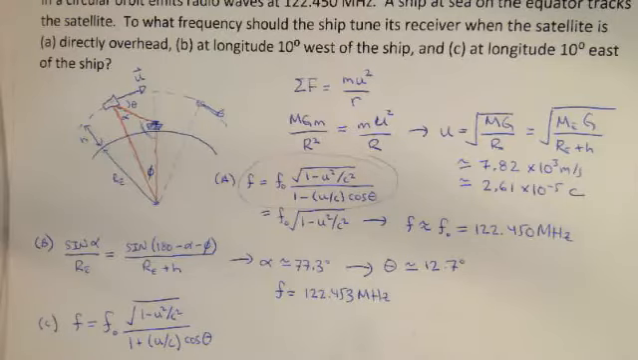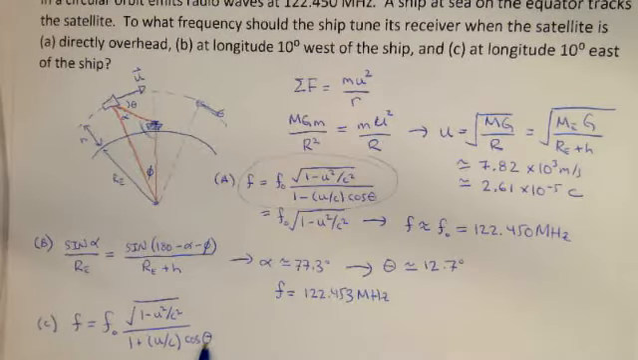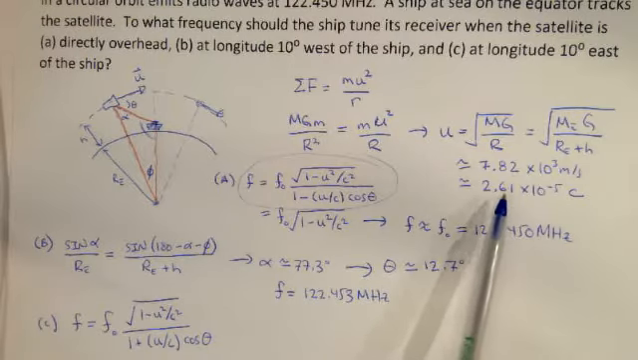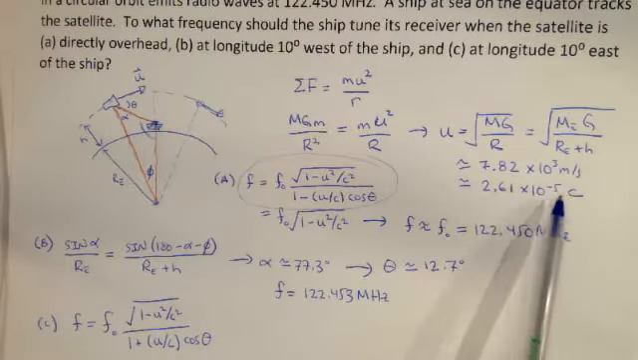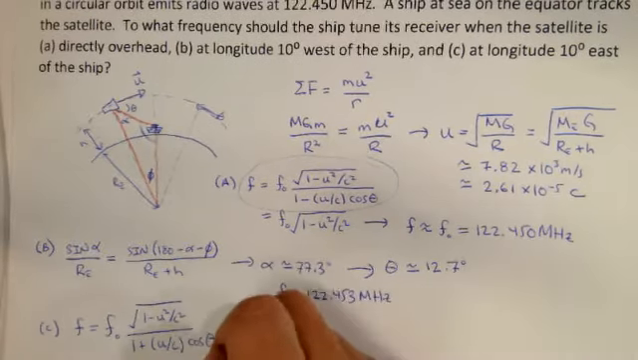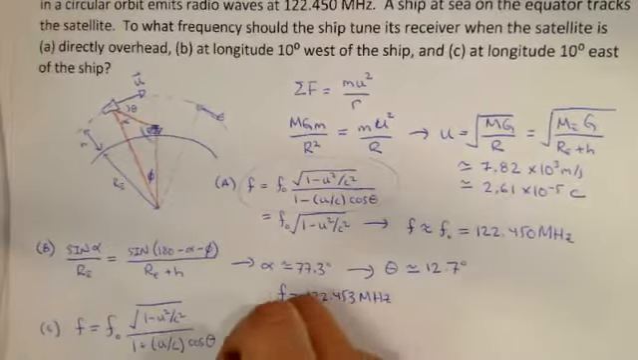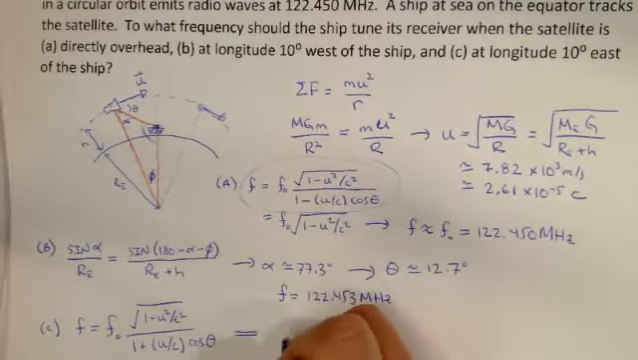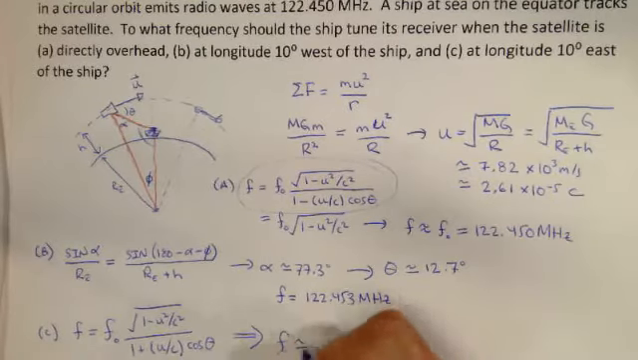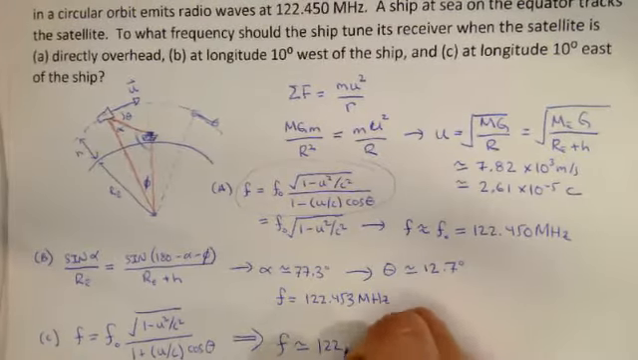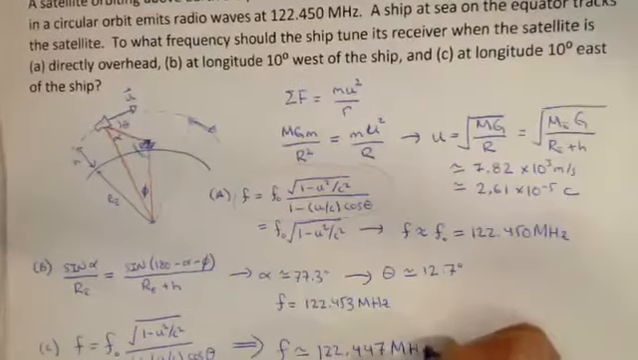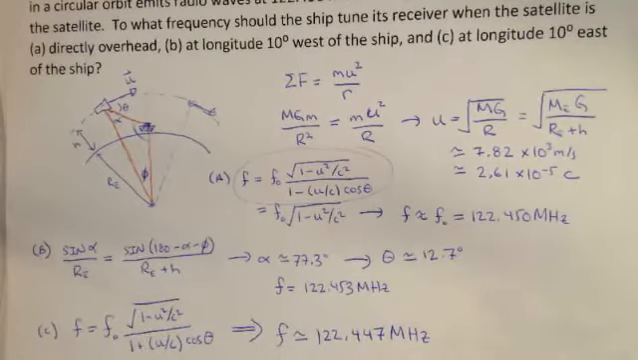And so, again, plugging in theta is about 12.7 degrees, and the u over c looks like 2.61 times 10 to the minus 5, this gives us that the f for part C winds up being roughly 122.447 megahertz.